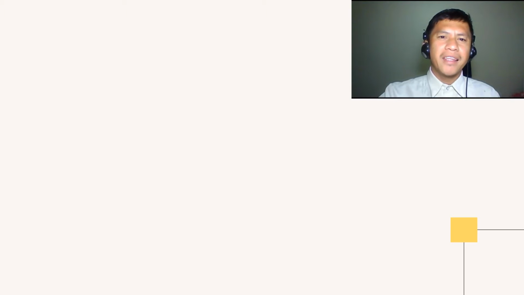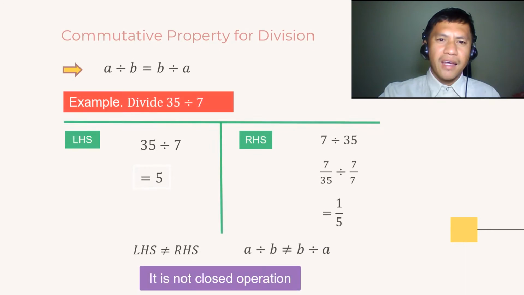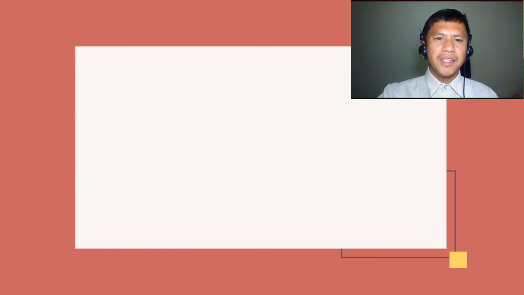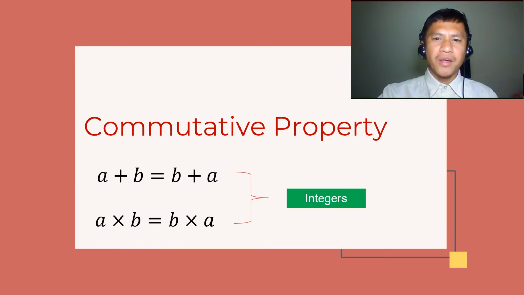Let us verify this property, that the order in which you divide any two integers does not affect the quotient. Since the left-hand side is not equal to the right-hand side, thus we can say it is not closed operation. Commutative property is only possible on addition and multiplication. No matter if you interchange the addends or the factors, still their sum and product are just the same.